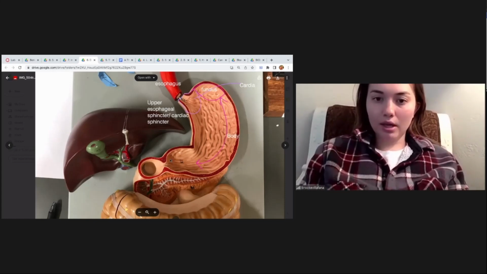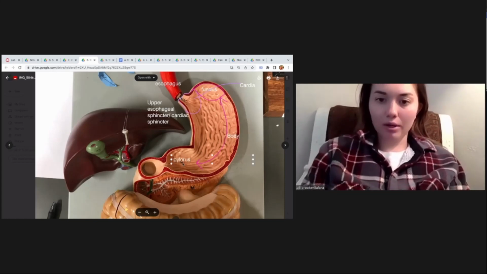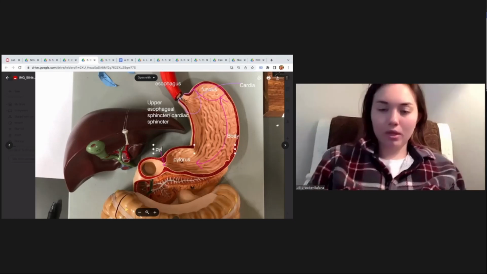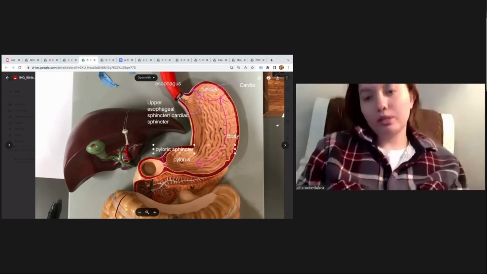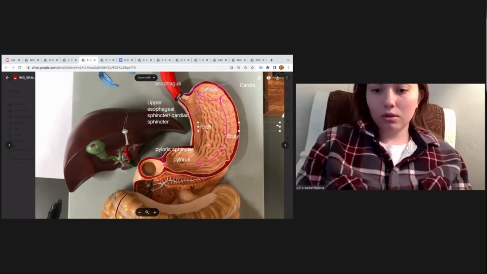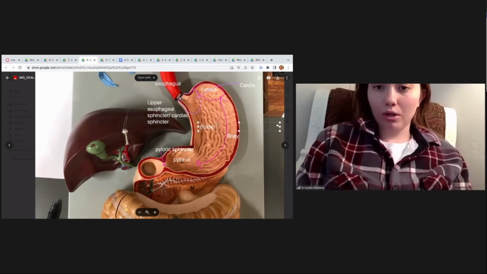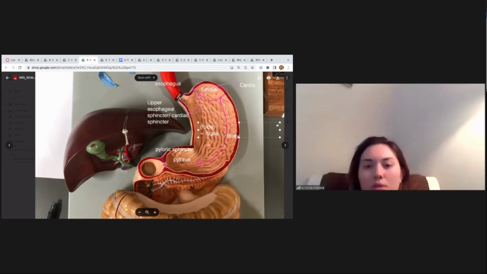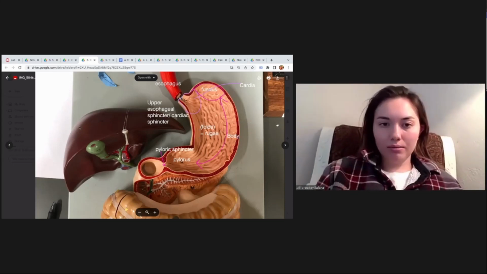And then this area here would be your pylorus. And then we know that the pylorus leading out would be your pyloric sphincter. Lining the surface of the stomach is going to be your folds. I'm going to put that in parentheses because that's not how it'll be on the test. We want you to know that those are called rugae. Okay, so the folds are called rugae.